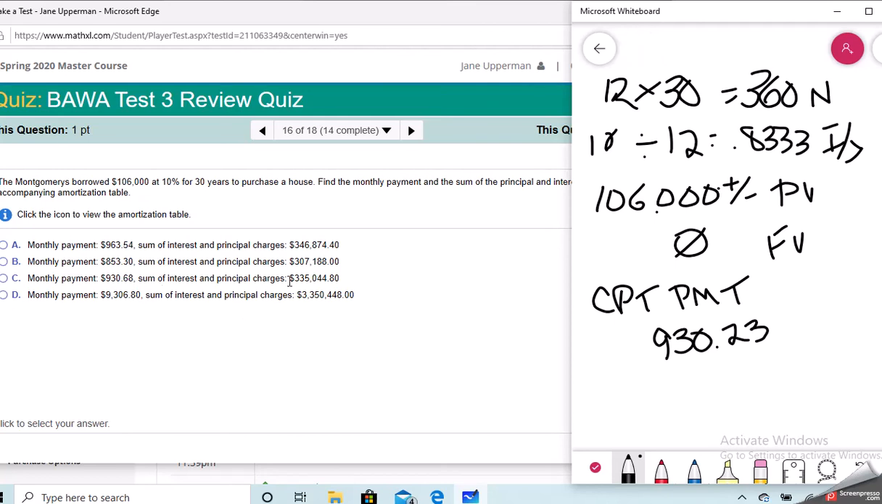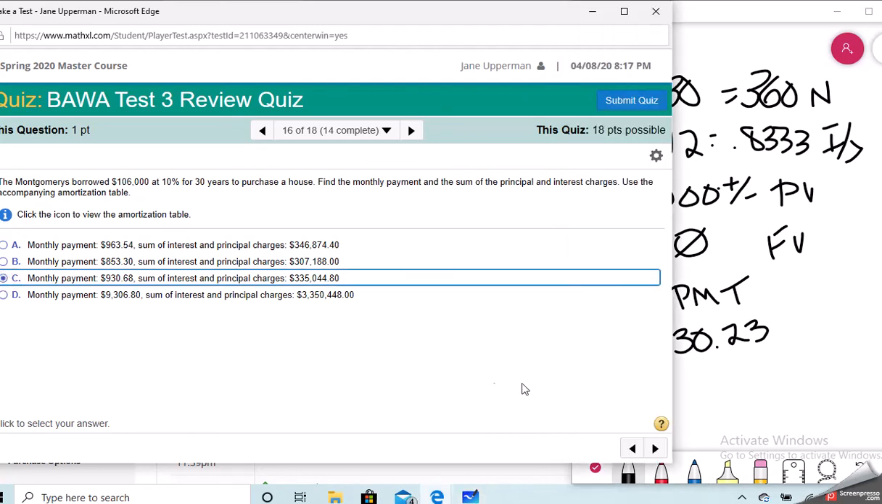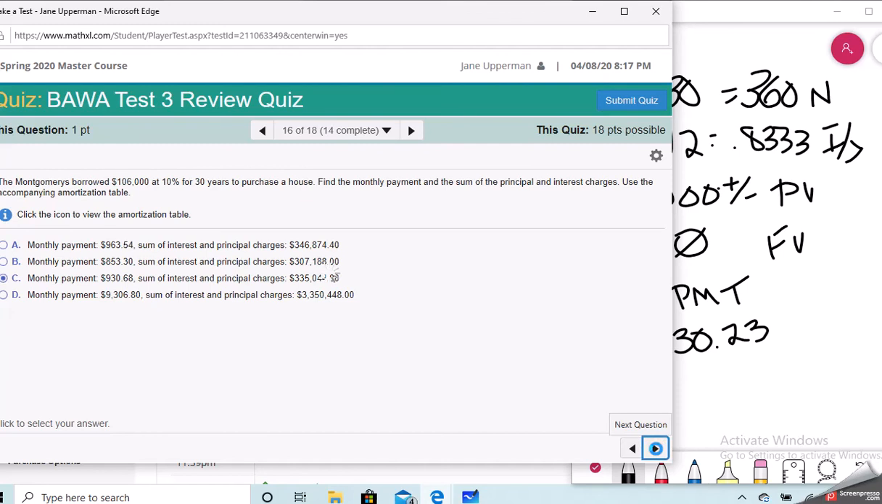And then the sum of the principals and interest, I'm going to take theirs. If you take their $930.78 or 68 cents and you multiply that by our N, our 360 payments, you get $335,044.80. So that's actually how much they'll end up paying for that house.